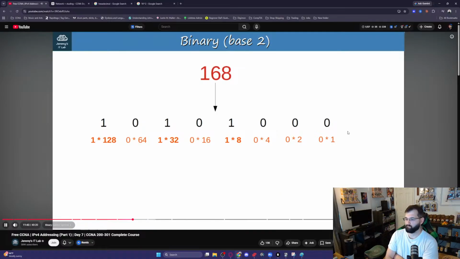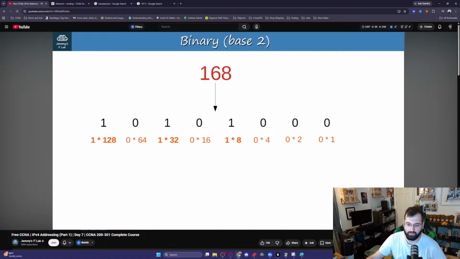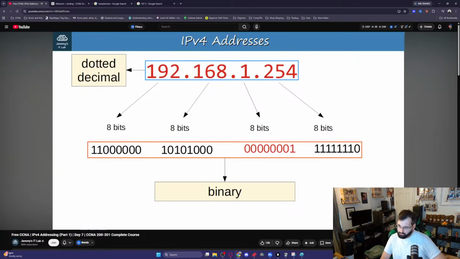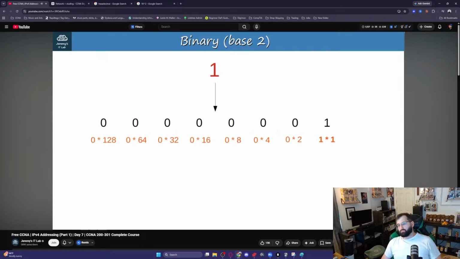101000 in binary means 1 unit of 128, 1 unit of 32, and then you add them together. 1 unit of 8. 128 plus 32 plus 8 is equal to 168. Next up is 1, which is the decimal representation of binary 00000001. This is pretty simple. 1 is equal to 1 unit of 1.